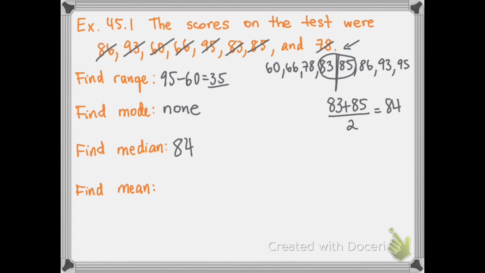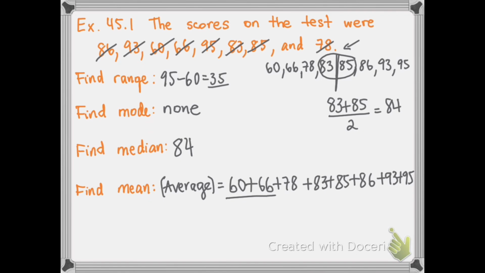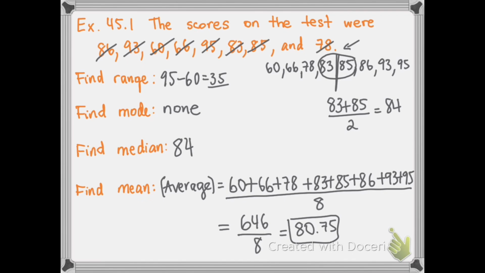Finally, for the mean or the average, what we're going to do is add all of the numbers and then divide by 8 because we have 8 numbers. So the sum of those numbers is 646, divided by 8 is 80.75. And that would be our mean or average.